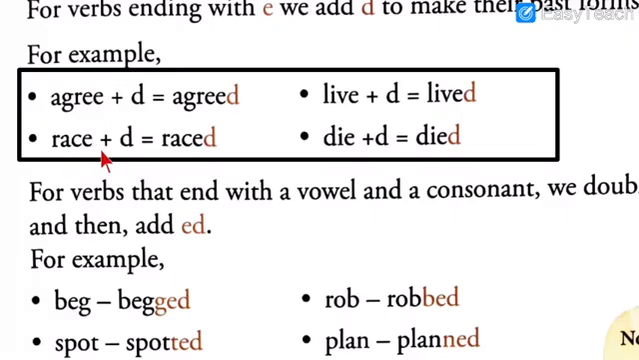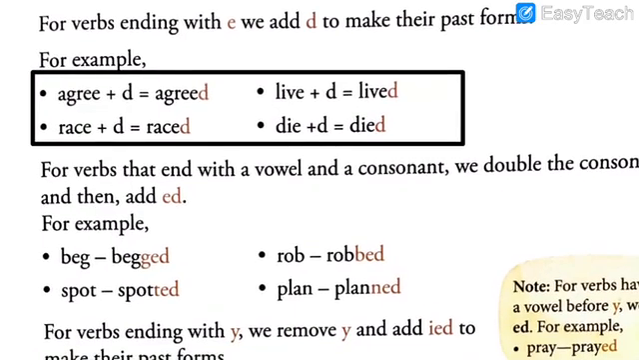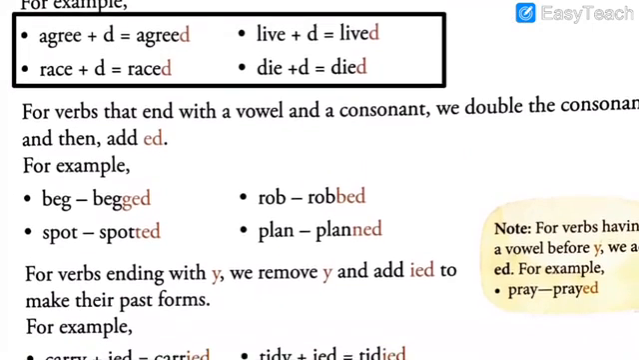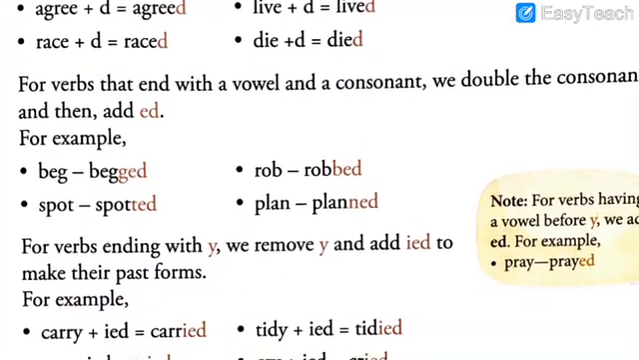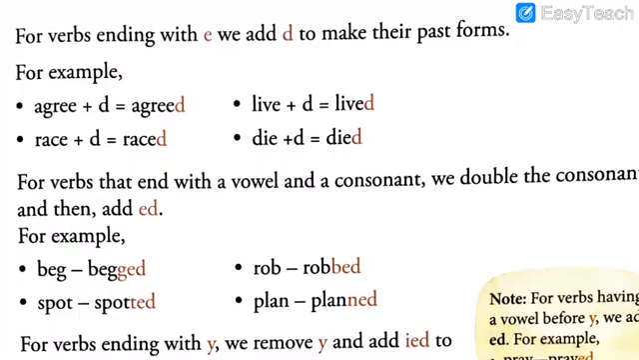Next is race, R-A-C-E. Again this word ends with the alphabet E. So we have to just add D: raced. And last is die, becomes died. Okay, so he died just before 2 days. This is just an example I am giving you so that you will be able to understand in sentence form very easily. Now we saw that yes, if the verb ends with E, we just have to add D to make it past.